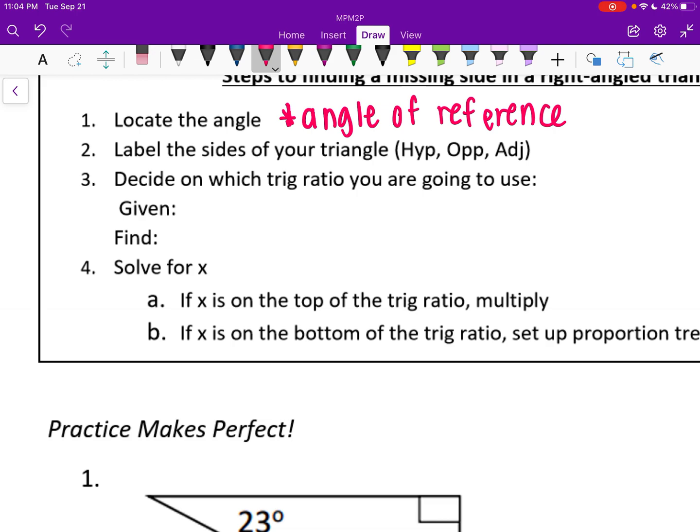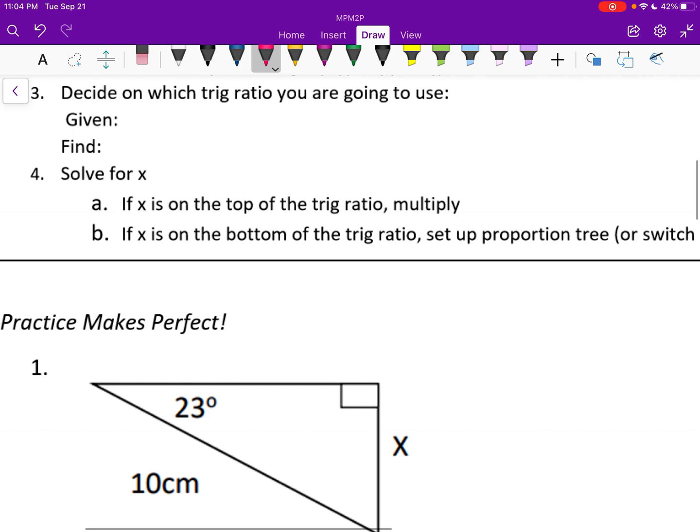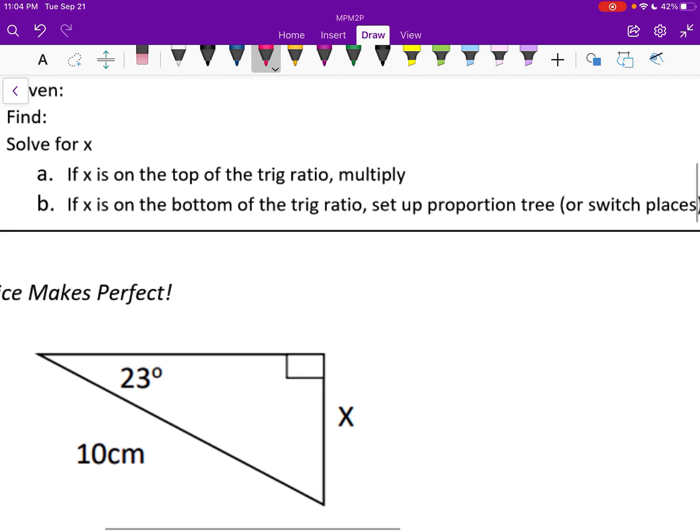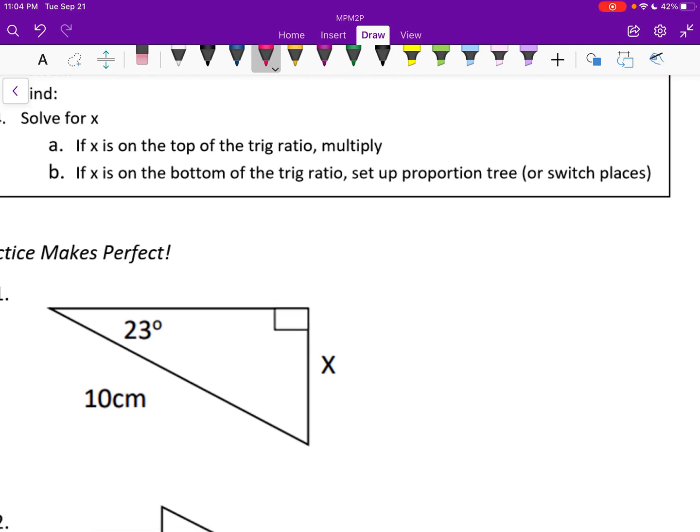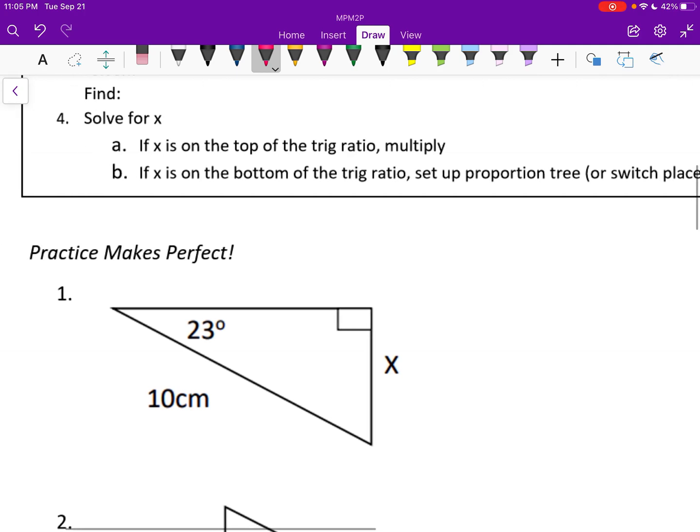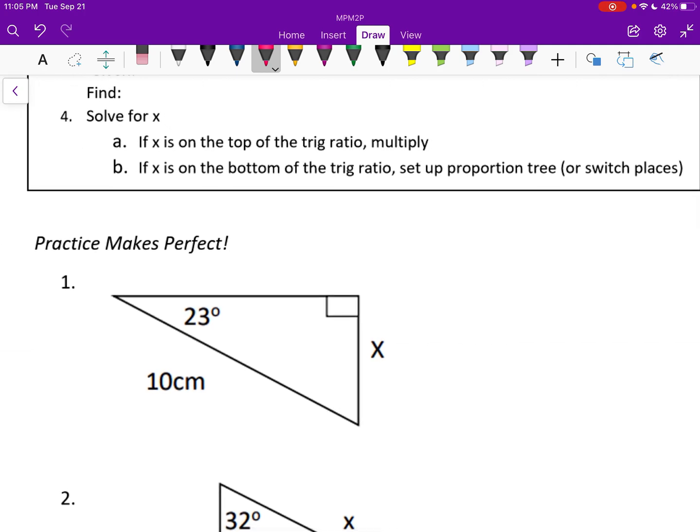Then you're going to decide on which trig ratios you're going to use. So you're going to find which sides are given to you, and then find which side you're trying to find. Then you can solve for x. If x is on the top of the trig ratio, it's really easy. You just multiply. But if it's on the bottom of the ratio, you need to set up a proportion or switch the places. I'm going to show you very quickly how to do this. It's just easier if you watch me go through an example, because while this seems really confusing, if we do a few examples together, they'll make more sense.